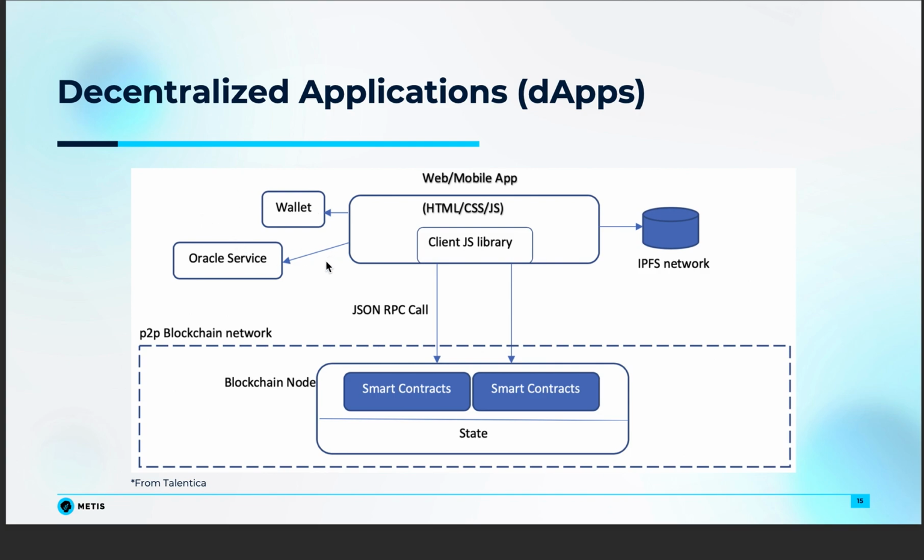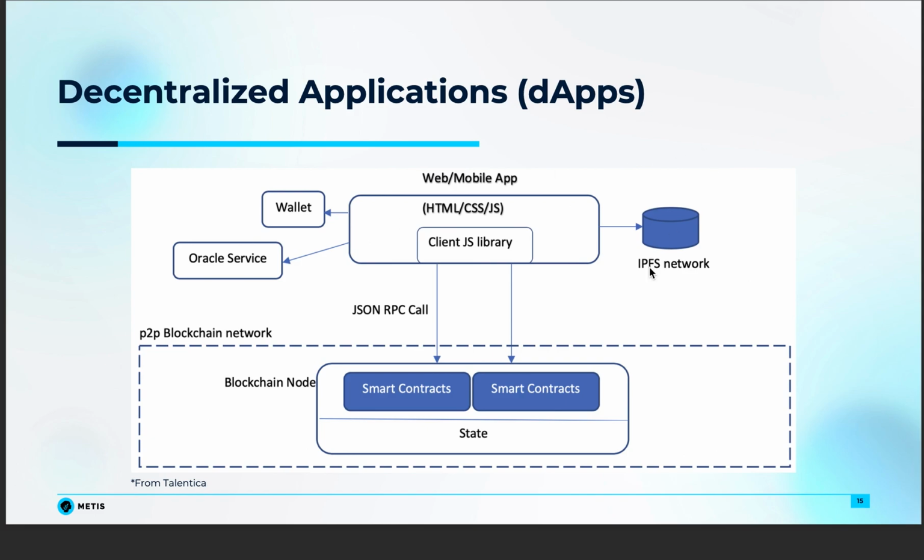Now, the Oracle service is a third-party service that provides real-world data to smart contracts. Since a blockchain cannot access data outside its own network, it requires the service of a third party like an Oracle service to provide this data. An example is when a smart contract needs to know the latest stock price or the latest weather data. An Oracle service will provide that data to the smart contract.